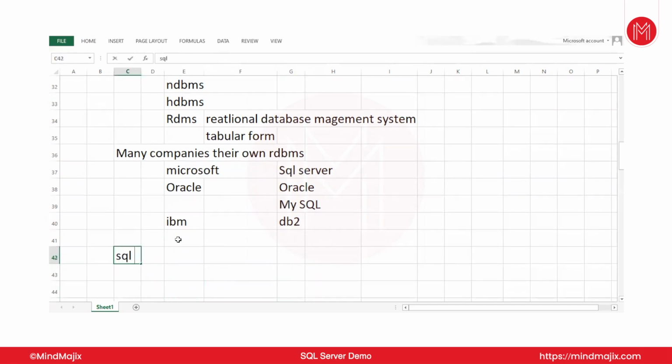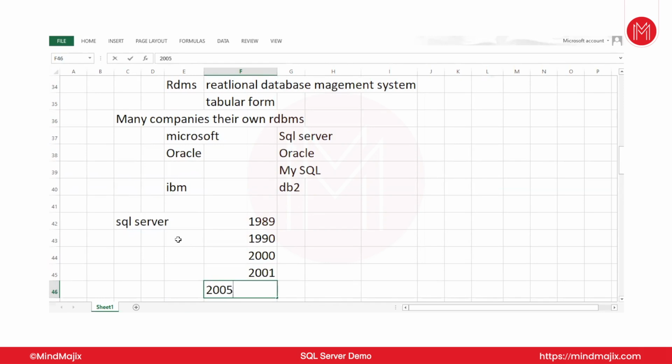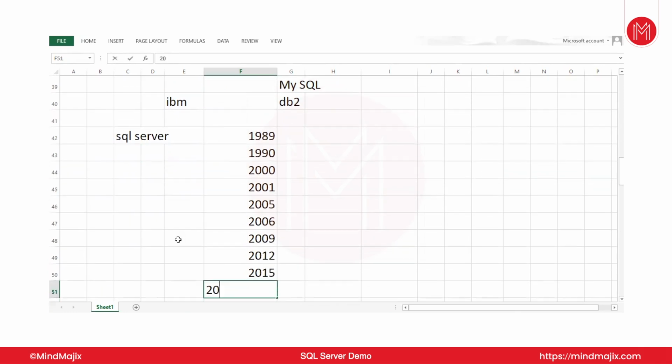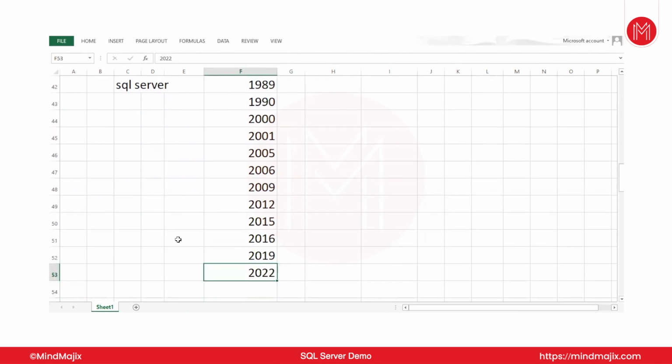Let me discuss what SQL Server is. SQL Server was developed in the year 1989. Later, new versions came into existence: 1990, 2000, 2005, 2006, 2009, 2012, 2015, 2016, 2019, up to 2022. This is the latest version. It was released only recently, in June, so most people right now are using this one.